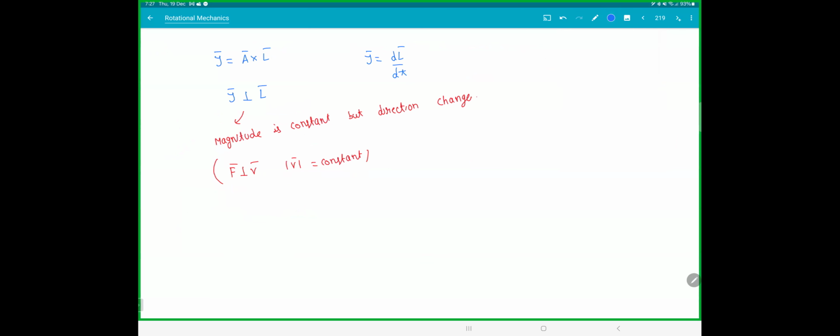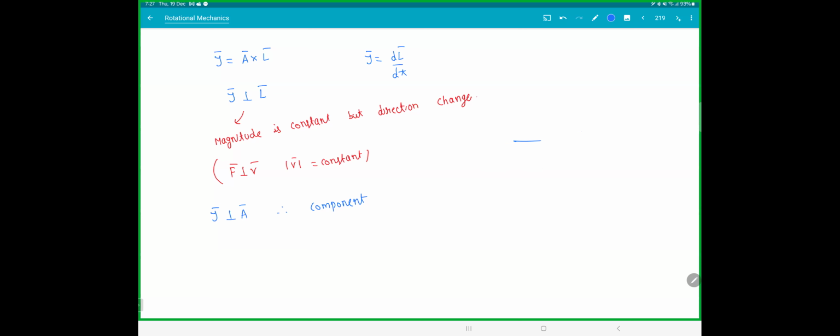Or you can say it like this, mathematically also you can go. Torque is also perpendicular to A bar. Therefore, the component of angular momentum along A bar cannot change. Is that making sense? If you apply torque in a particular direction, then angular momentum in that direction will change. Is that statement making sense?